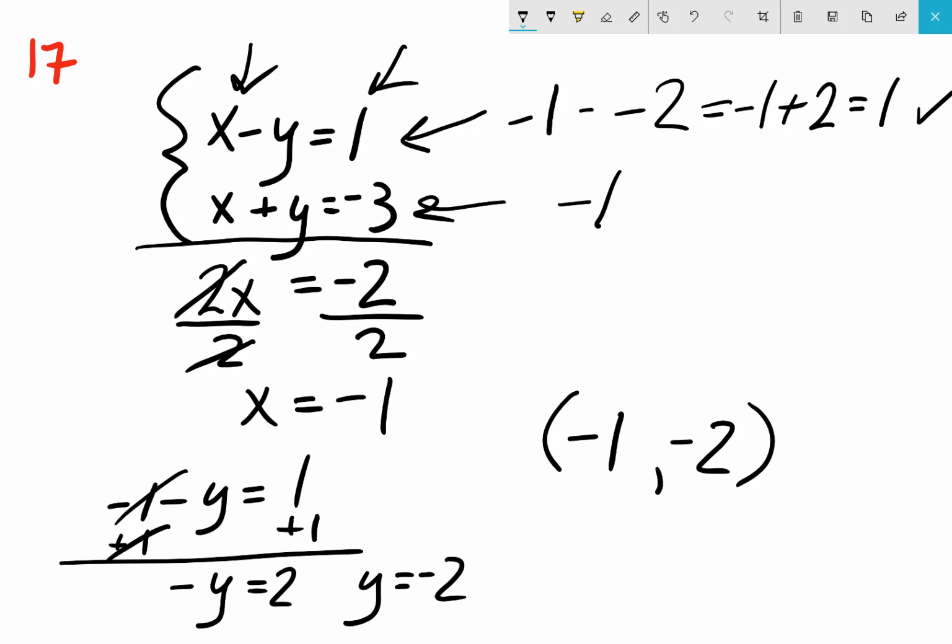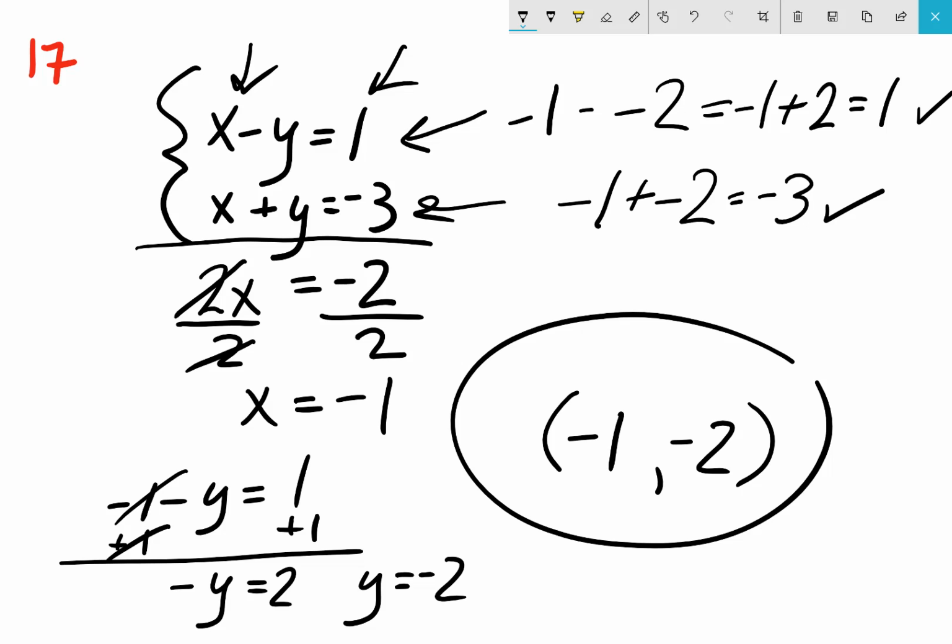-1 for x plus -2 for y is supposed to equal -3. -1 plus -2 does equal -3. So this is the correct answer. It works in both equations. Always check it. All right, looking at number 18. Now you're supposed to solve by substitution.